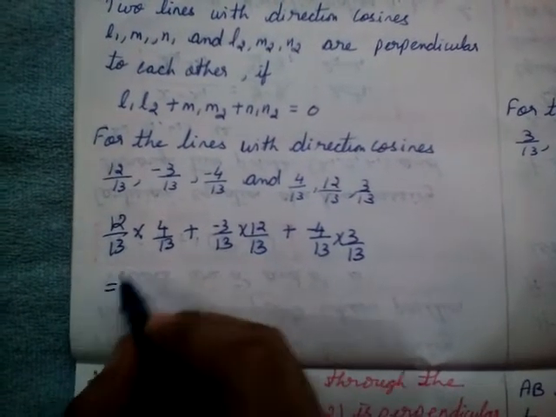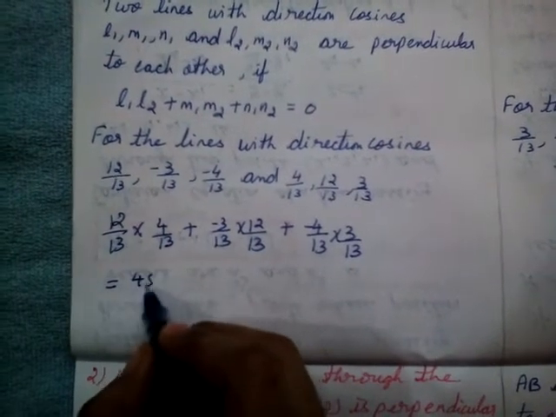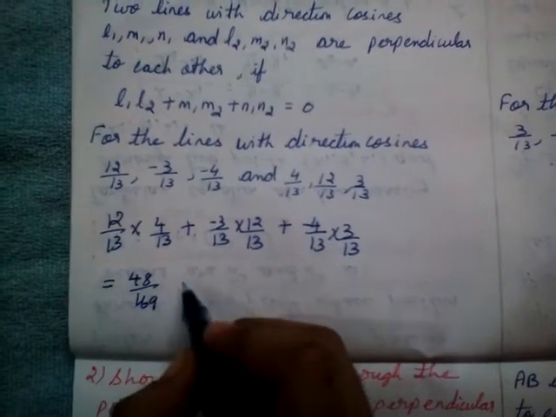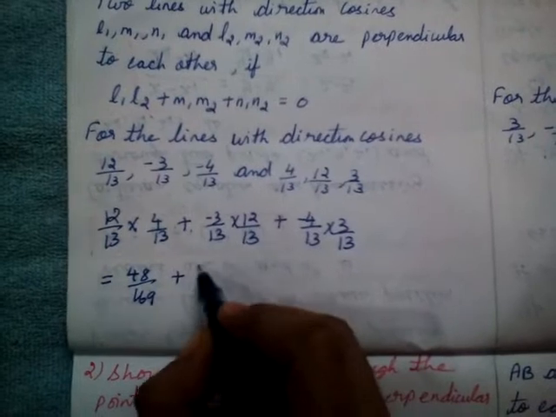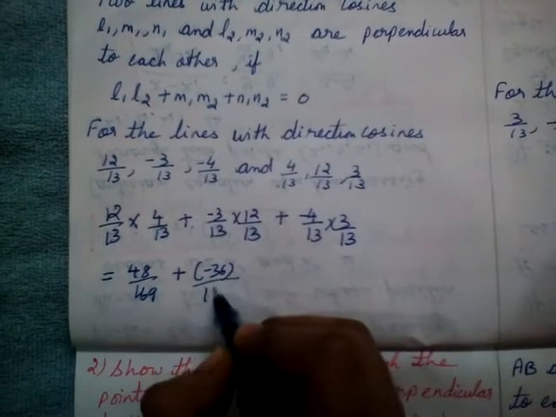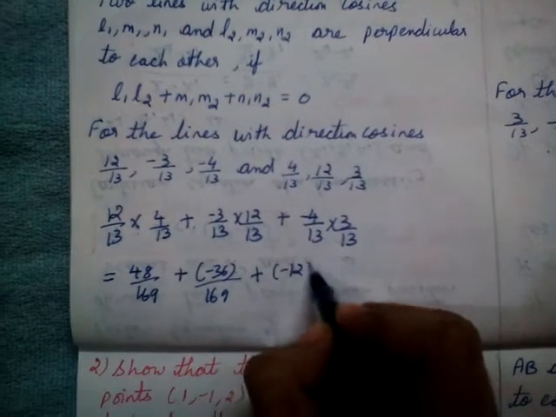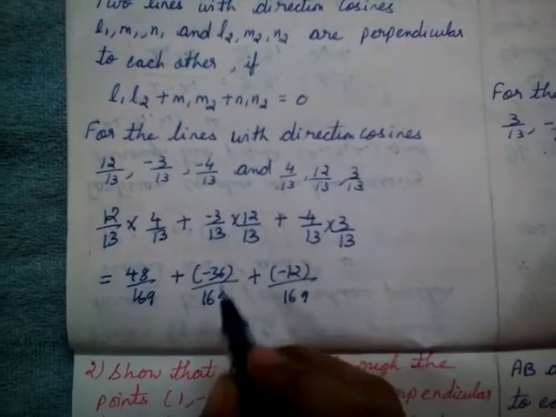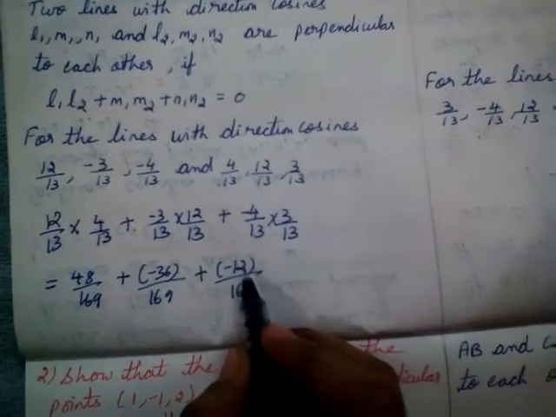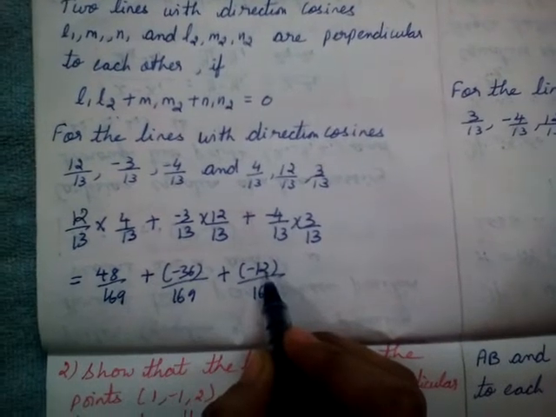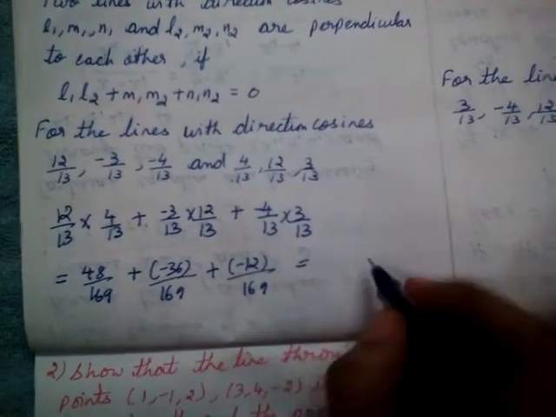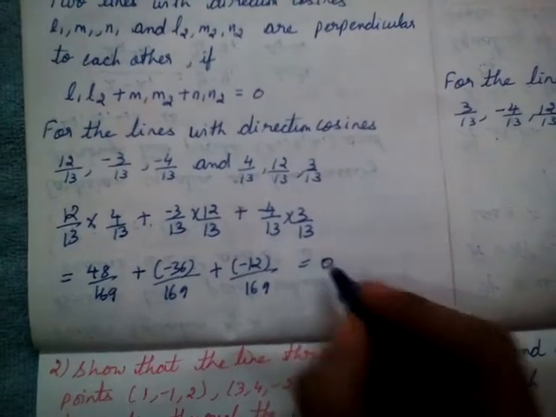When you take the product, this becomes 48/169, this is -36/169, this is -12/169. So -36 minus 12 is -48. So plus 48 and minus 48 becomes 0. So these two lines are perpendicular.